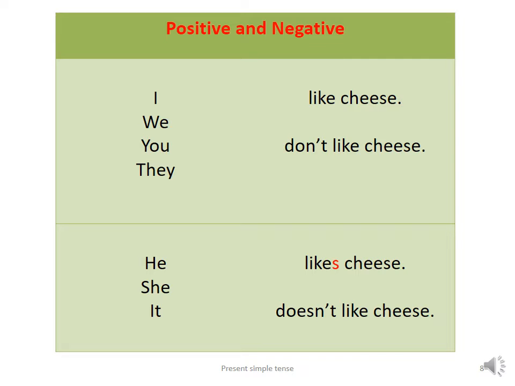Here are some more examples. I live in Manchester. We live in Manchester. You live in Manchester. They live in Manchester. That's a positive. Negative would be I don't live in Manchester. We don't live in Manchester. You don't live in Manchester. They don't live in Manchester.